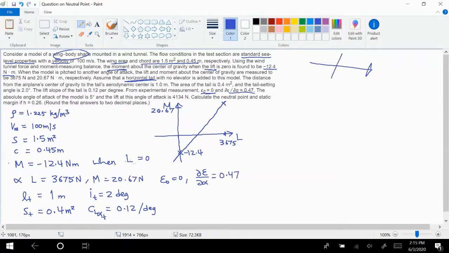The absolute angle of attack of the model is 5 degrees, and the lift at this angle of attack is 4134 Newton. So when the absolute angle of attack is 5 degrees, the lift is equal to 4134 Newton.